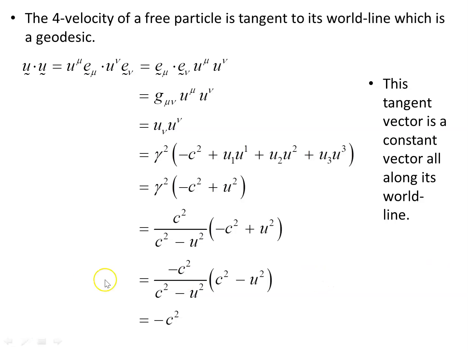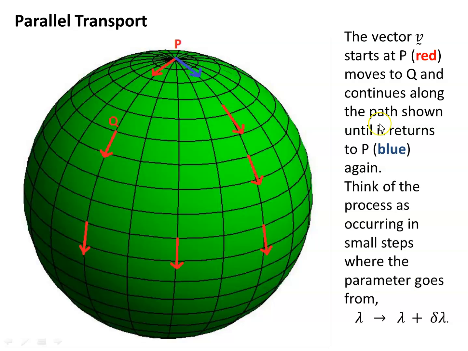That's for a particle with mass. In the case of a particle without mass, this will be 0, but we approach the calculation slightly differently. All right, so parallel transport. I mentioned earlier parallel transport. So we're saying the tangent vector is parallel transported along its path.